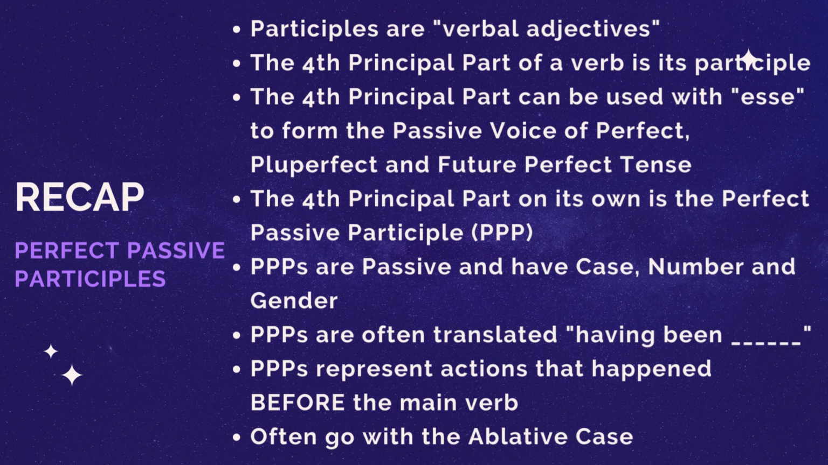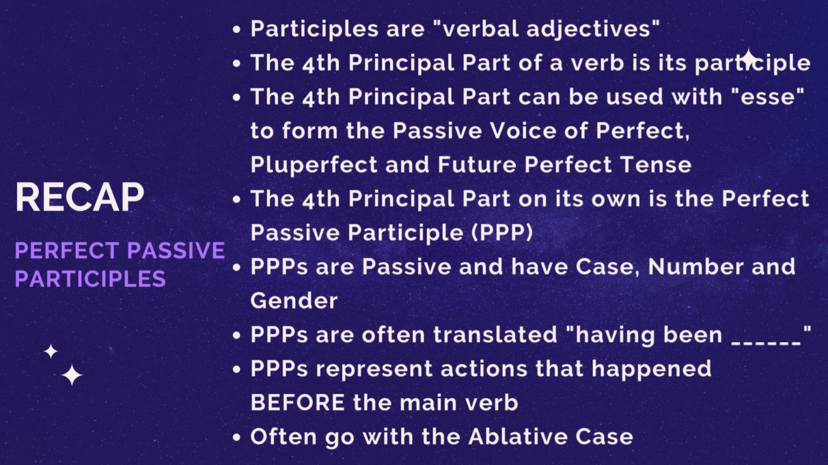And remember, because they are perfect passive participles, they represent actions that happen before the main verb. Right? So they didn't happen at the same time or in the future, they happened before. That's the sequencing of the tenses, the timing that we're getting at here, right? The perfect passive participle always happens first. And they often go with the ablative case. That ablative case is either going to be the ablative of means or the ablative of agent, depending on who or what is doing the action of the PPP, right? If it's a person, ablative of agent, and it has the preposition a or ob. If it's a thing, the ablative of means, no preposition involved, right?